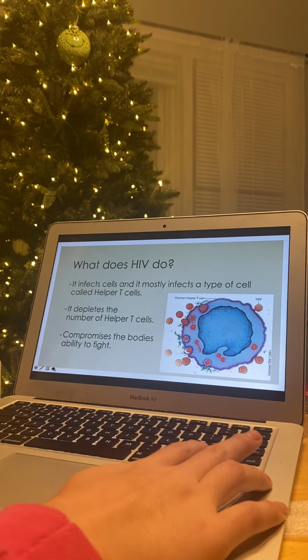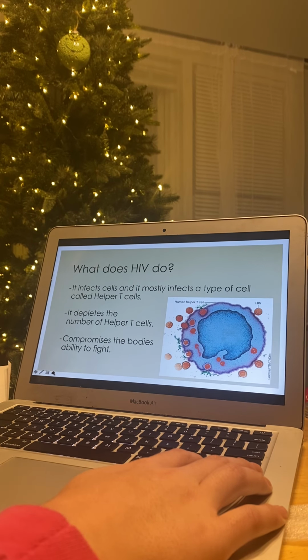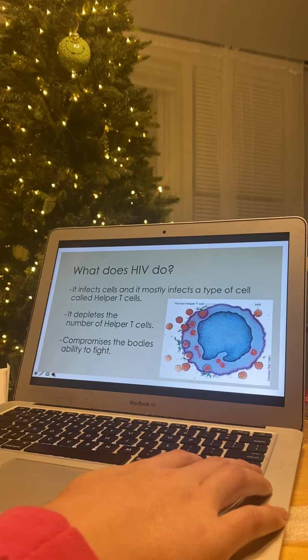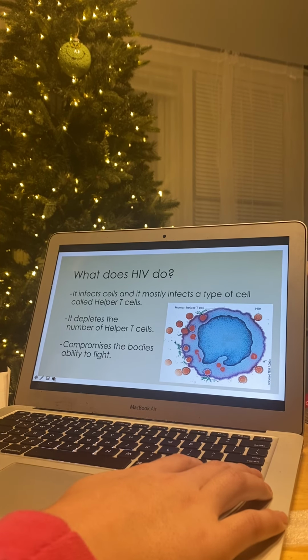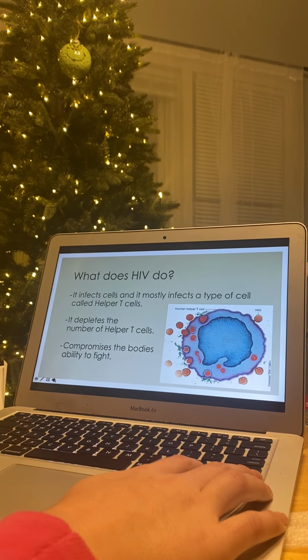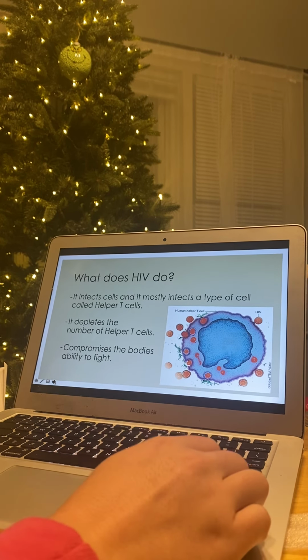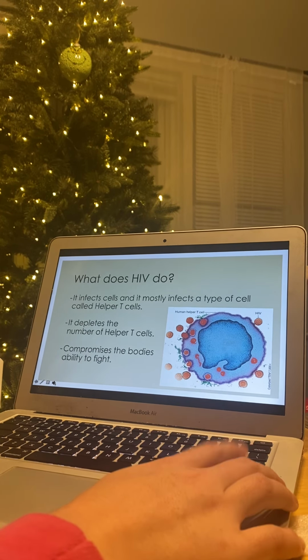What does HIV do? It infects a variety of cells, but it mostly attacks your helper T cells. As HIV depletes the number of helper T cells, both cell-mediated and humoral immune responses are severely impaired, drastically compromising the body's ability to fight infections.